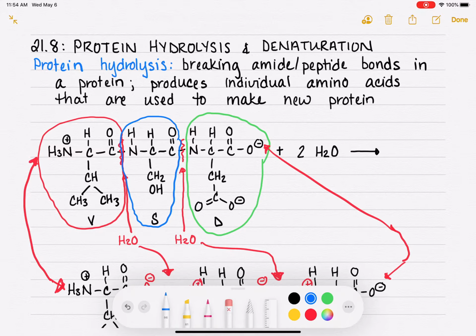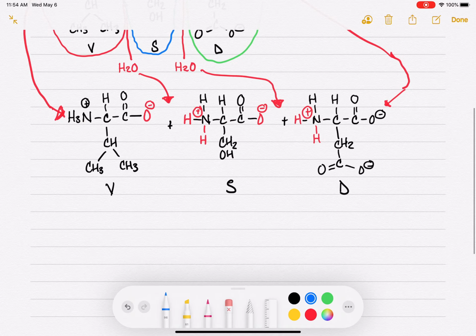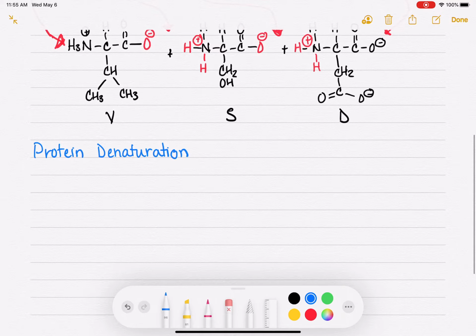Our next topic in 21.8 is denaturation of a protein. Protein denaturation is also something that happens inside our body. But this is typically not a metabolic process. Like when we're doing hydrolysis, it's good. We're taking the protein and breaking it down into amino acids that we're going to do something else with. We're going to make some new protein with them. In denaturation, this is more of a destructive process.